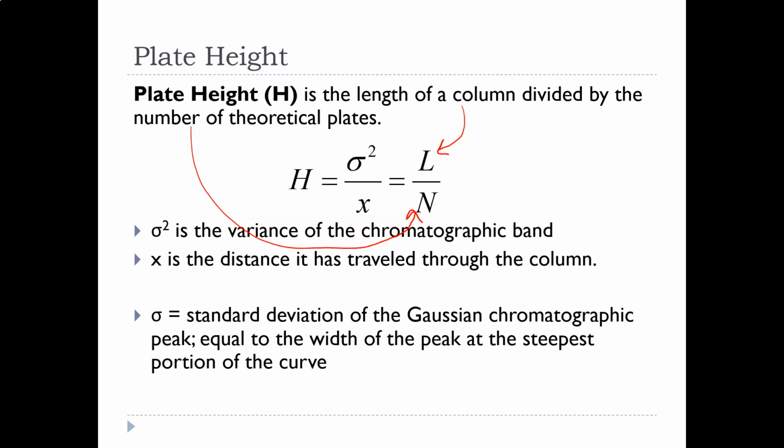The first equation is looking at the variance of the chromatographic band. That's the standard deviation. If we look back, there was a little sigma symbol on the peak that had the W's. And then X is the distance it travels through the column. So we could calculate one of two ways. Although the first one is more useful in real life, what I want you to know is that the height is the length of the column divided by the number of plates.